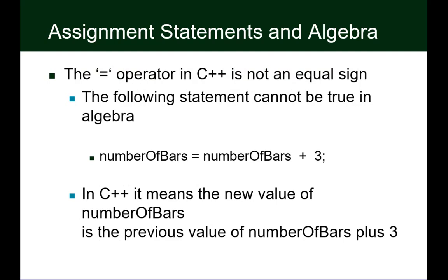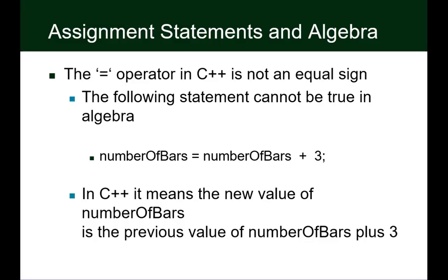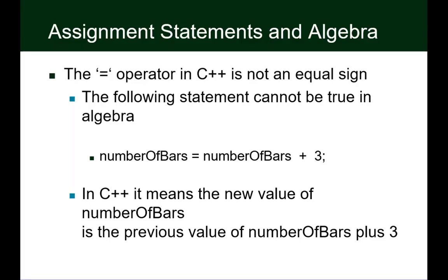Programming is a little bit different than mathematics, especially when it comes to the equal sign. It's not an equal sign by itself. The equal sign is called the assignment operator. It is not the equality operator, as it might represent in mathematics. This line of code takes the value stored in numberOfBars, adds 3 to it, and then puts the new value back into the location associated with numberOfBars. This is why we call it a variable. We can change its value.